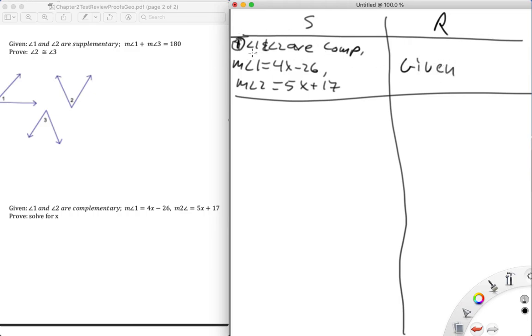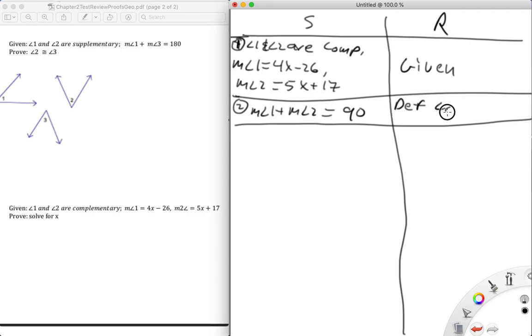If we look at the first part, angle 1 and angle 2 are complementary, then I can say that the measure of angle 1 plus the measure of angle 2 is equal to 90 degrees. Because if they're complementary, they equal 90 degrees. Definition of complementary angles.